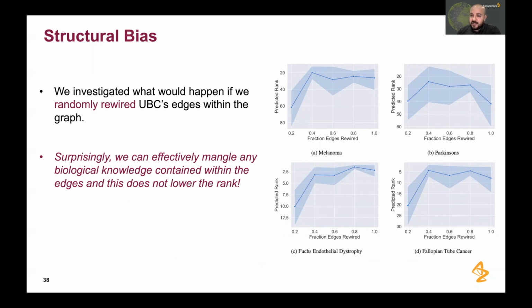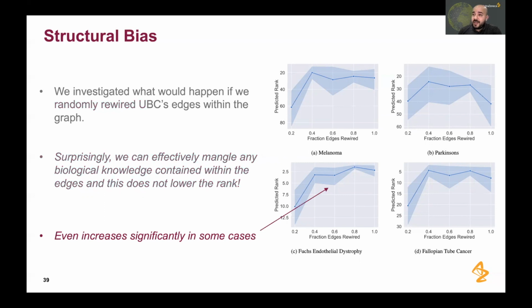What we take is different fractions of the edges of UBC, exclude the things that, in reality, have a connection to UBC, and randomly wire it to something else. So effectively eliminating all biological knowledge. And surprisingly, no matter how much we mangle things, it still does not decrease its rank significantly. On the contrary, in some cases, it may actually significantly increase it.